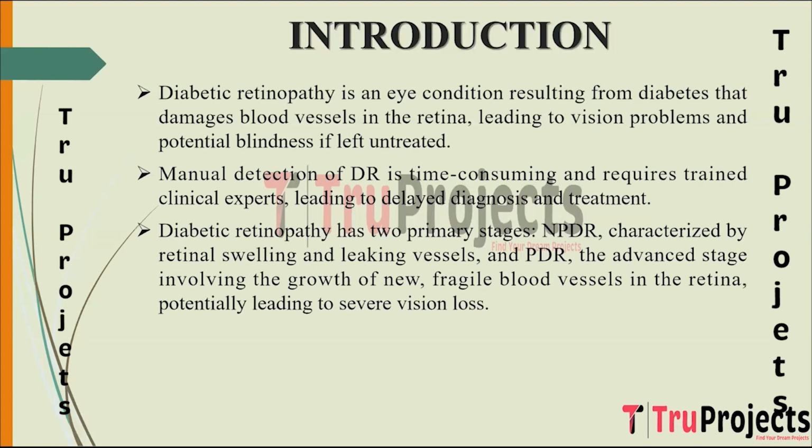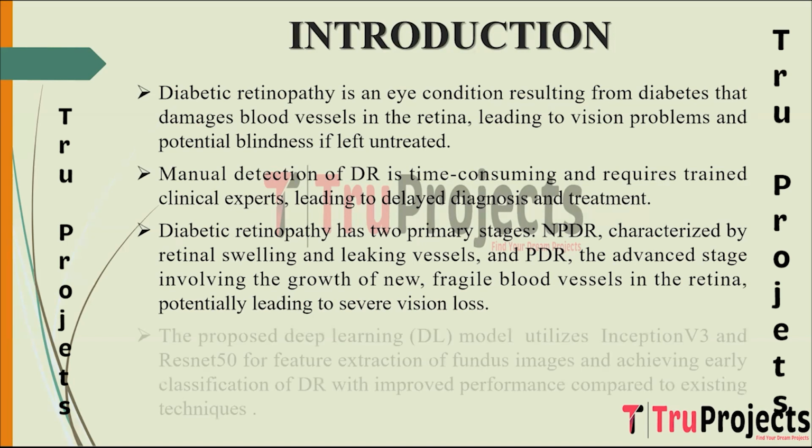The condition progresses through stages. Non-proliferative diabetic retinopathy (NPDR) is an early stage characterized by swollen and leaking blood vessels in the retina. If left untreated, it can progress to proliferative diabetic retinopathy (PDR), an advanced stage where fragile new blood vessels grow in the retina. PDR poses a higher risk of severe vision loss and other complications.